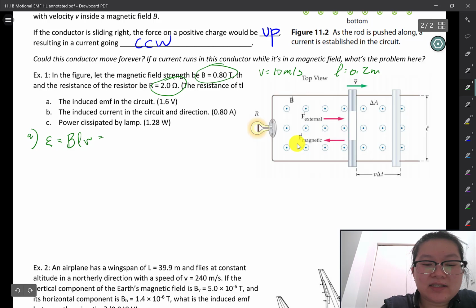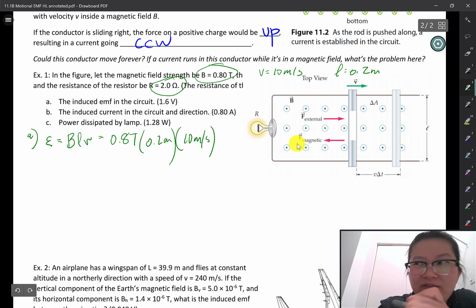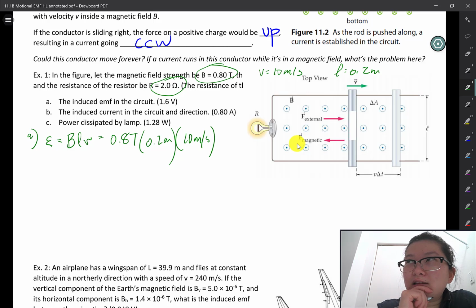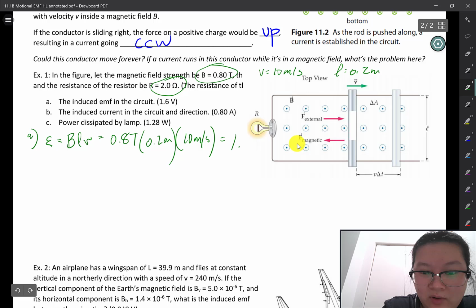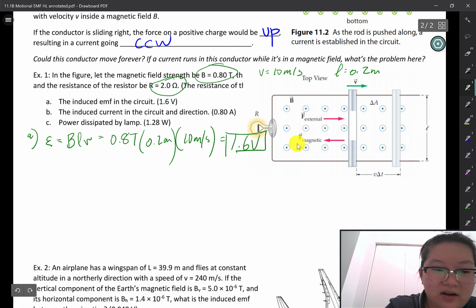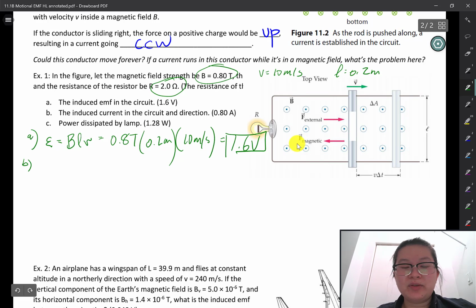Let's quickly put this one in. The magnetic field is 0.8 Tesla. The length is given, which is 0.2 meters. The speed is 10 meters per second. That's really fast, like 36 kilometers per hour, like driving in a neighborhood. Putting this all in, we're going to get hopefully 1.6. Yes, we got exactly 1.6 volts. Alright, that was the first question. Not too bad, just plugging and chugging.